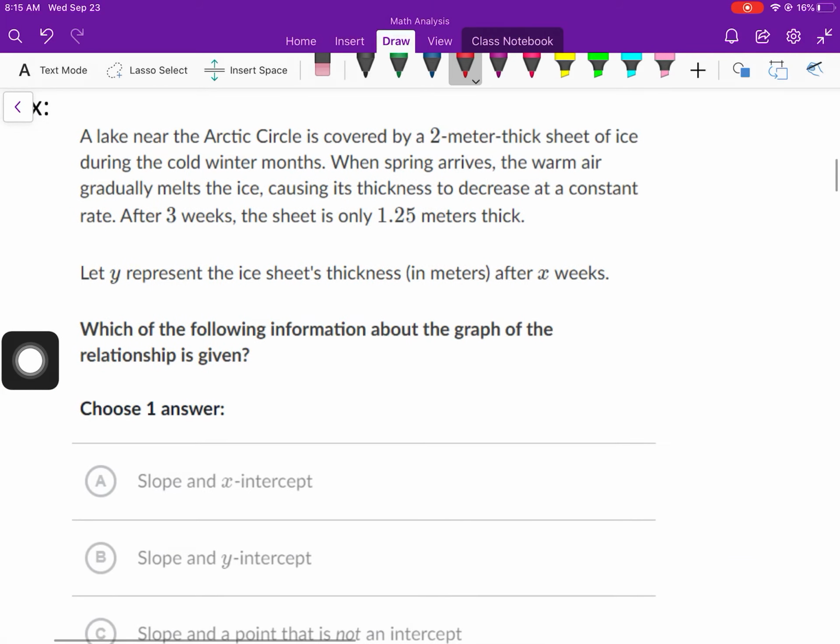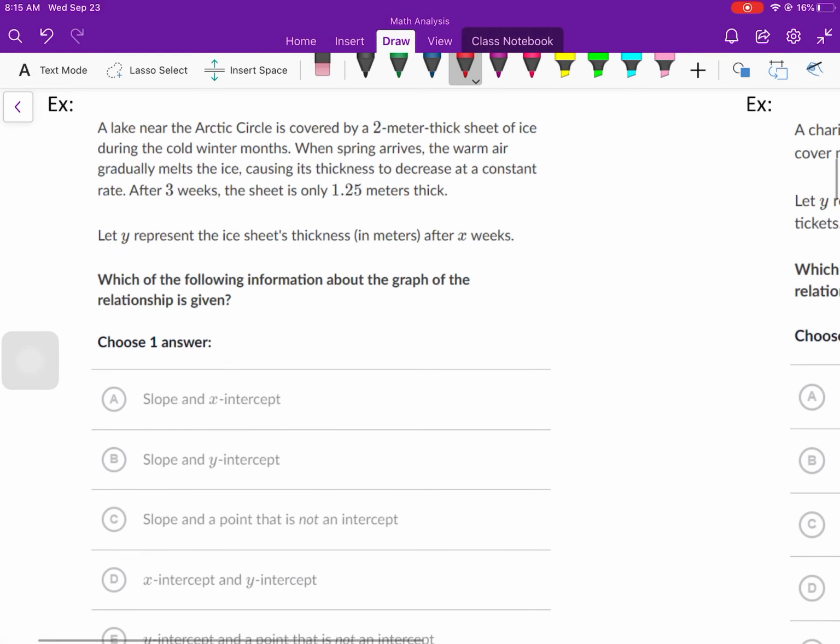So let's look at this first problem. A lake near the Arctic Circle is covered by a 2-meter thick sheet of ice during the cold winter months. When spring arrives, the warm air gradually melts the ice, causing its thickness to decrease at a constant rate. After 3 weeks, the sheet is only 1.25 meters thick. Now this next part's the important part. Let y represent the ice sheet's thickness, and then x is the number of weeks.